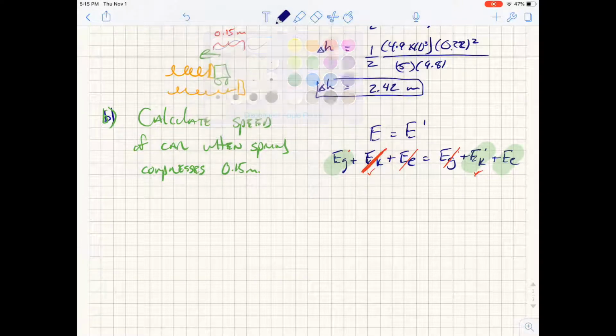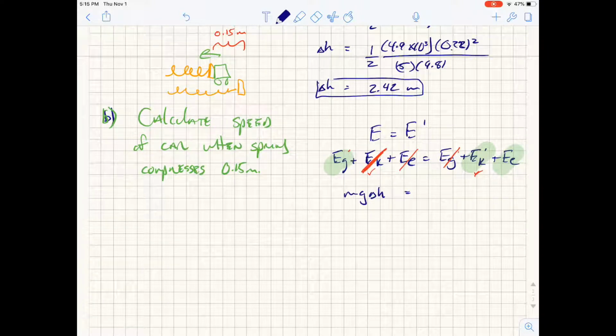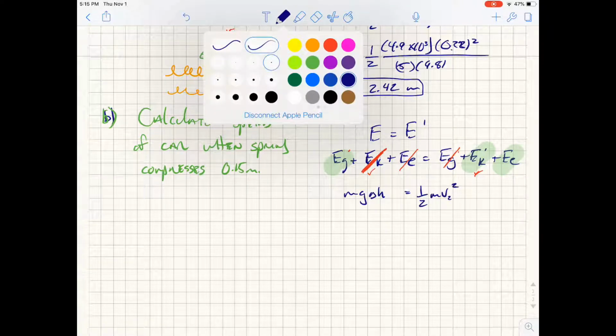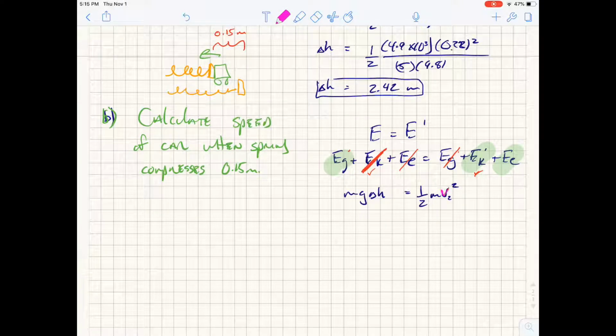Let's take a look at what that might look like. So we have mg delta H initially, and then these guys are going to have EK prime, which is 1/2 mv2 squared, second velocity, and that of course is the character that we are after right now. We want the speed plus 1/2 kx squared. You can call that delta x if you choose.